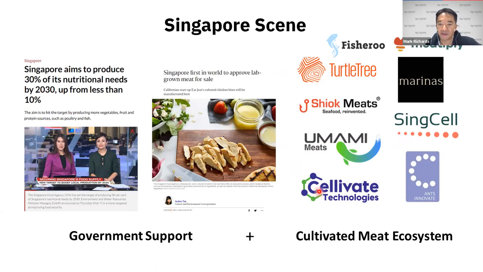And we also have a vibrant cultivated meat ecosystem in Singapore. The companies listed here are homegrown Singapore startups in the cultivated meat space. I think there are at least 9 or 10 of them, and at least 4 are focused on aquatic species cultivated meat ideas. So that includes Fisheroo, a new company called Marinus Bio, Shoke Meats, probably the most established of the Singapore cultivated meat companies, and my close collaborator, Umami Meats.